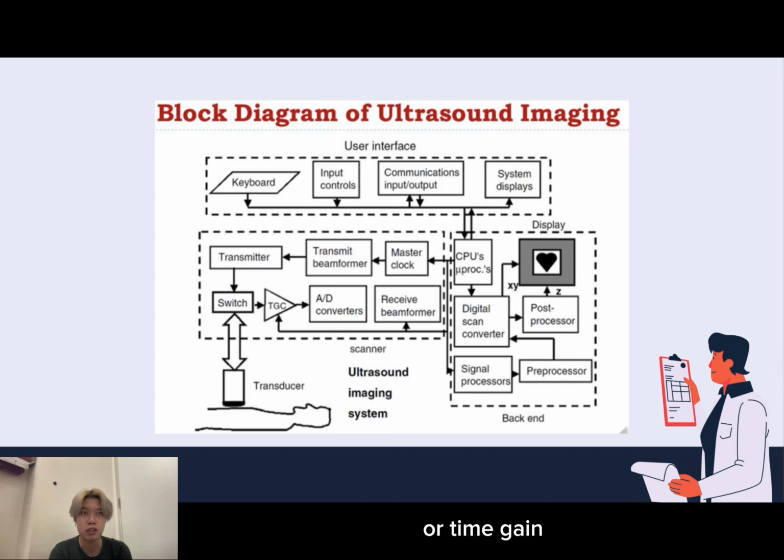The TGC, or time gain compensation, is a control system that helps to adjust the amplification of the received signals based on the time it took to receive them. It also compensates for the attenuation of the ultrasound signals as they travel through the different tissues, helping to maintain a consistent image brightness. The ADC, or analog to digital converter, helps to convert received ultrasound echoes into digital signals that can be processed by the system.